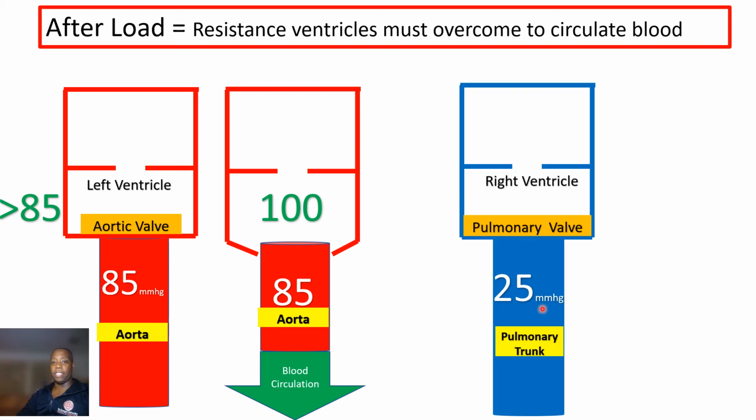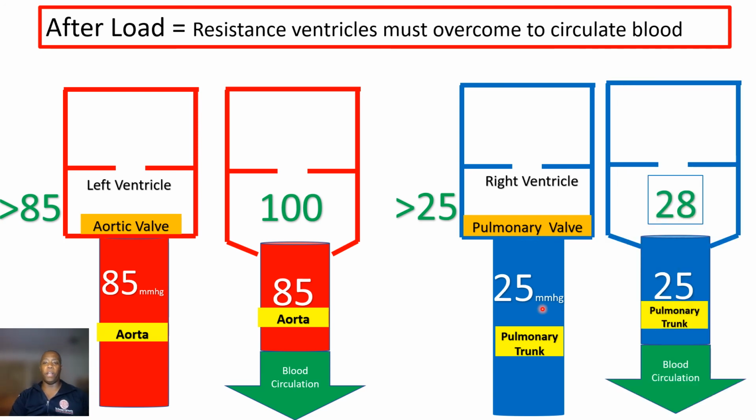The same concept applies to the pulmonary trunk. The pressure in the pulmonary trunk is around 25 millimeters of mercury. That 25 millimeters of mercury in the pulmonary trunk is keeping the pulmonary valve closed. So to be able to circulate blood into the pulmonary system, the right ventricle must have a pressure of greater than 25 whenever it contracts to be able to push blood through the pulmonary trunk. So if there was a pressure in the right ventricle of 28, that pressure is going to be able to push open that pulmonary valve and push blood through the pulmonary system. So that's the basics of pulmonary physiology.